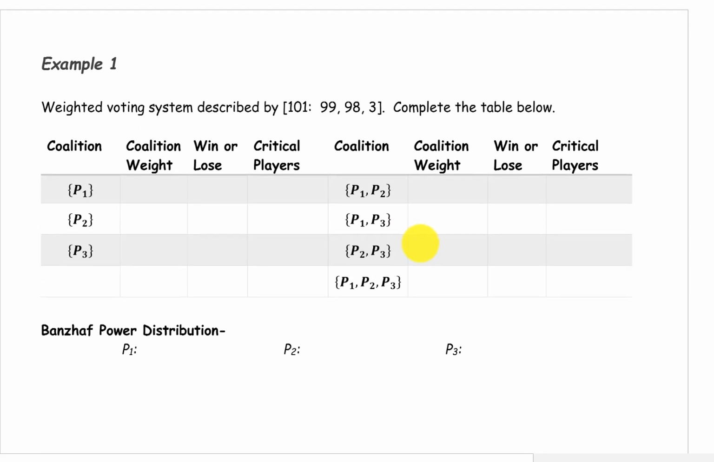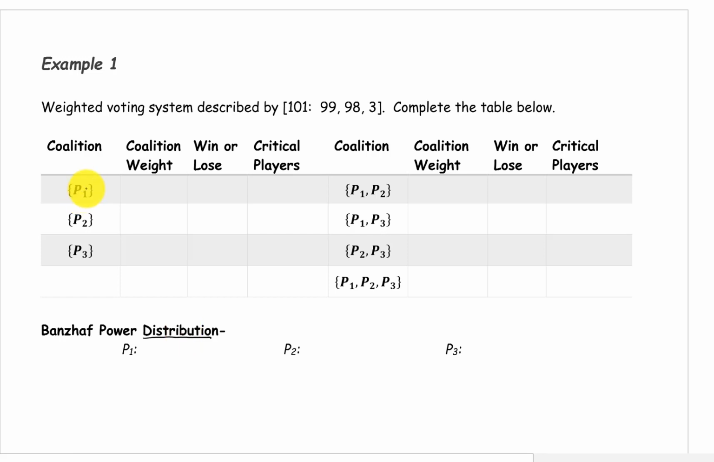Example 1, we have the weighted voting system described by a quota of 101. The weights of the players are 99, 98, and 3. We want to complete the table below so that we can compute the Banzhaf Power Distribution. One thing that I wanted to make clear was when we use the word distribution, we're talking about the power of all of the players together. If we use the word index, we're talking about the power of one individual player in a weighted voting system.